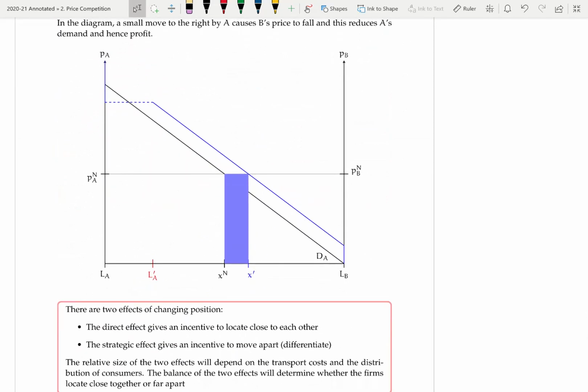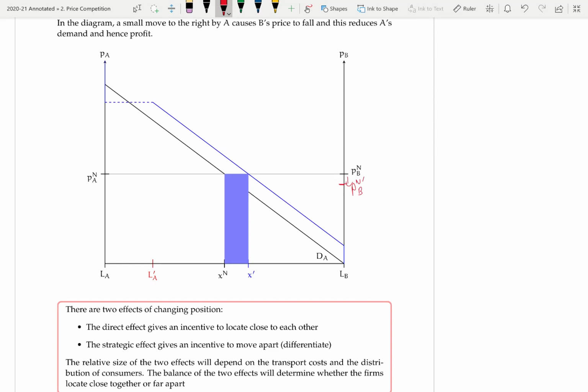So let's consider a small change in location. So we've got this move of A from LA to LA dash. We have the direct effect here in blue, and this blue line is the demand curve of firm A after its change in location. So now let's consider the strategic effect. So the strategic effect is that firm B's price is going to fall, and this is going to affect A's demand curve.